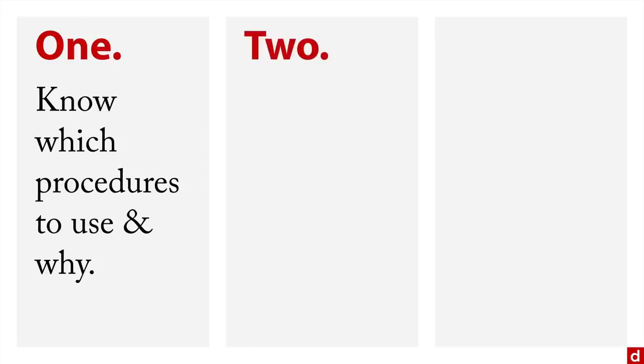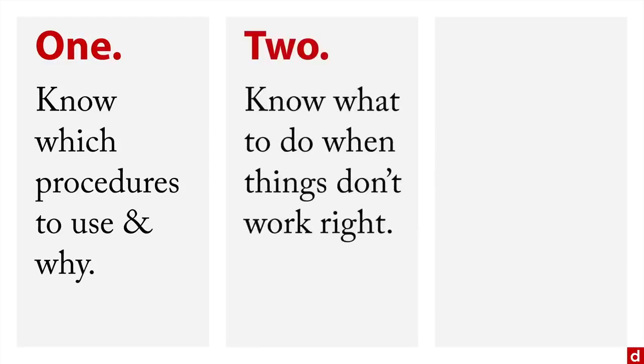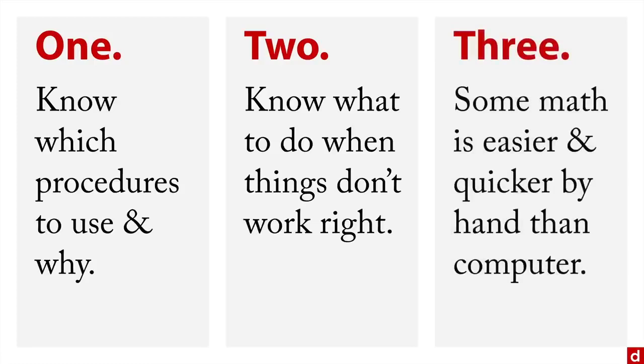Two, if you have a good understanding of math, then you know what to do when things don't work right, that you get impossible values or things won't compute, and that makes a huge difference. And then three, an interesting thing is that some mathematical procedures are easier and quicker to do by hand than by actually firing up the computer. And so for all three of these reasons, it's helpful to have at least a grounding in mathematics if you're going to do work in data science.